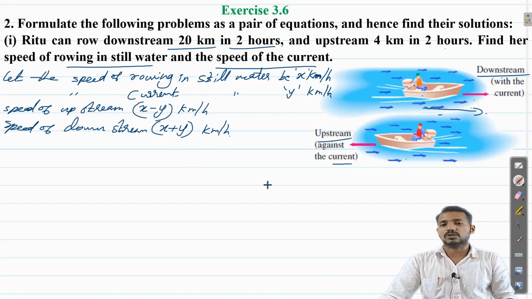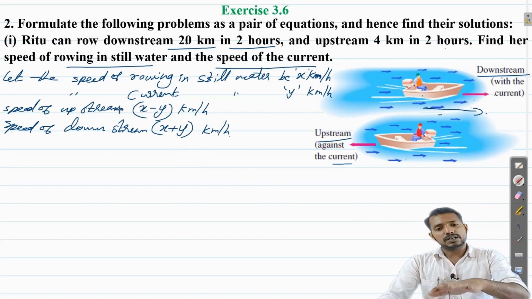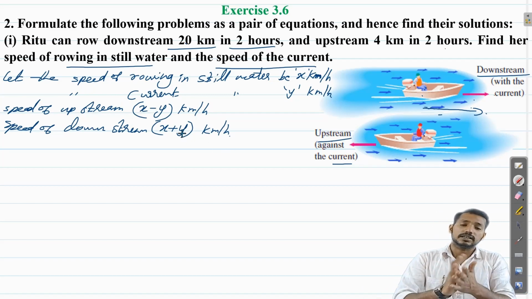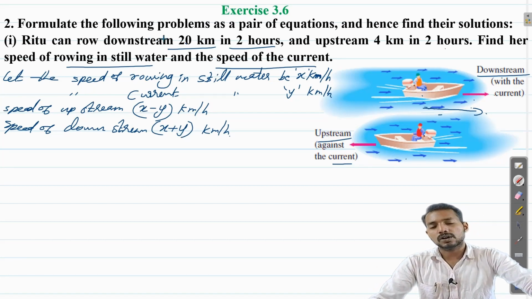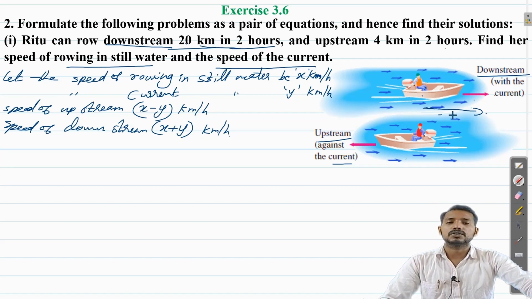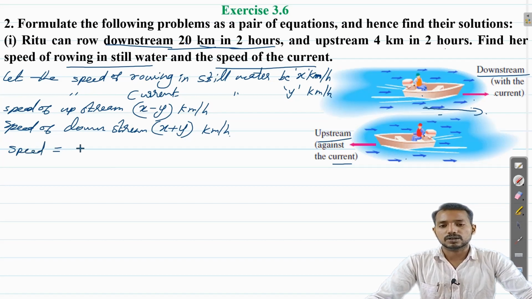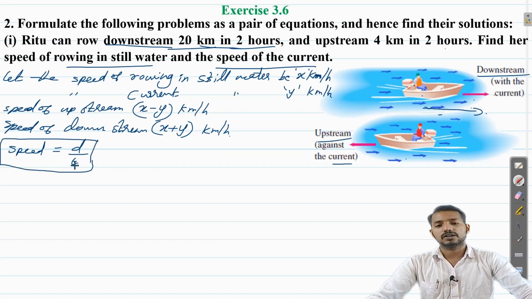Just understand these terms. Okay, only you have to remember speed. In case of upstream there will be a difference, in case of downstream their individual velocities or speeds will be added. So this is the only thing you have to remember. Now come to the question: Nidu can row downstream 20 km in 2 hours. So here time and distance are given, and upstream and downstream are also given. So we can put the formula in terms of speed: speed is equal to distance divided by time. This is the formula we have.